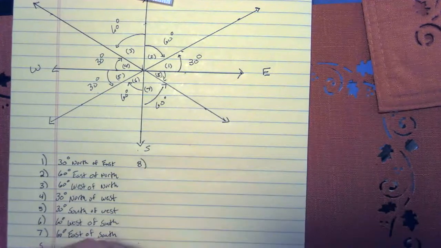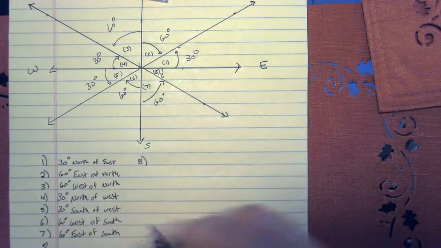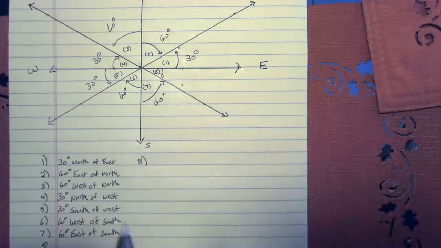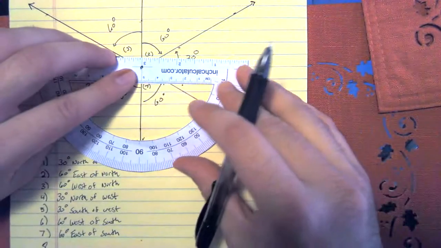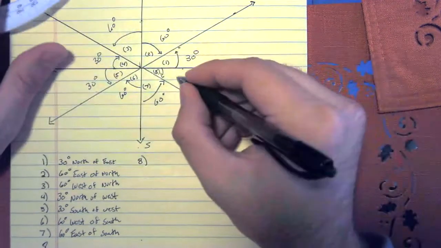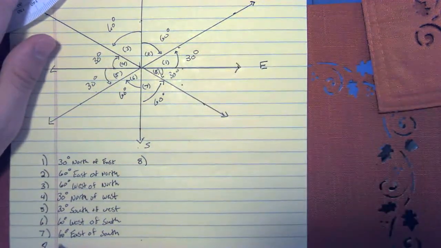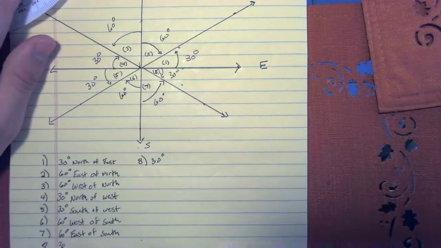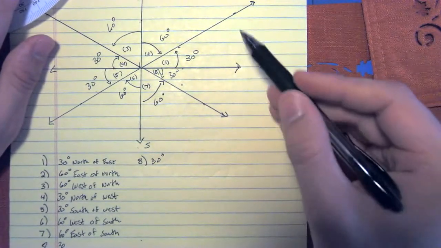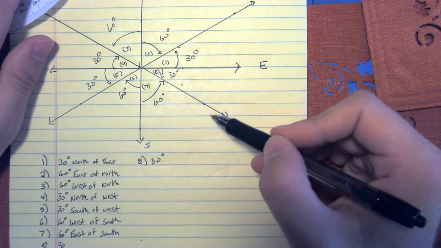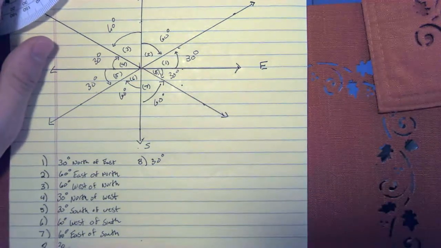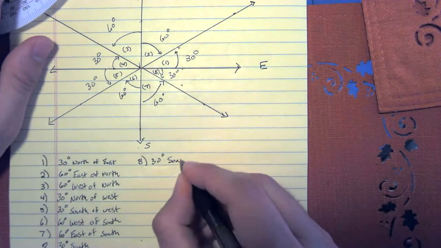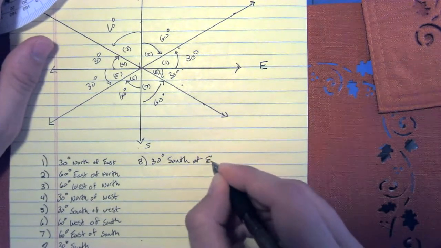Number 8, which I already have drawn up here, I'm silly, is this last vector angle here. Measure from the x-axis, and we can see that that angle is 30 degrees. If we're starting east and we're going south, that is going to be south of east.